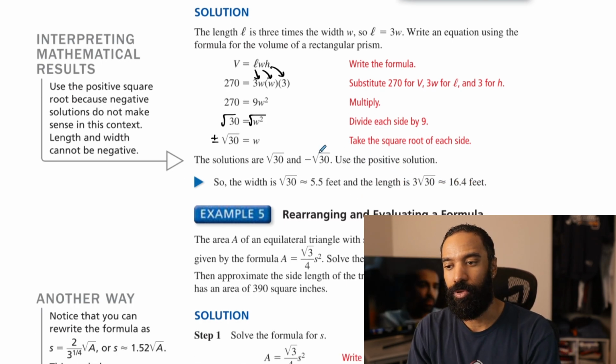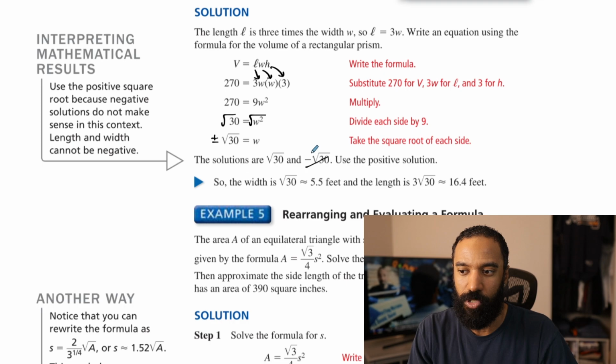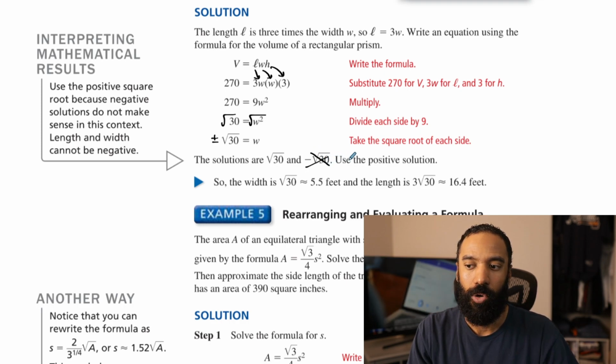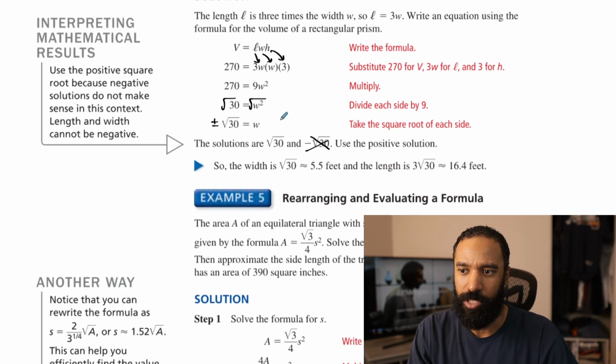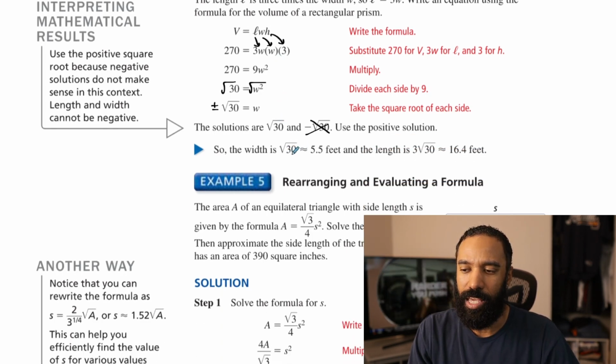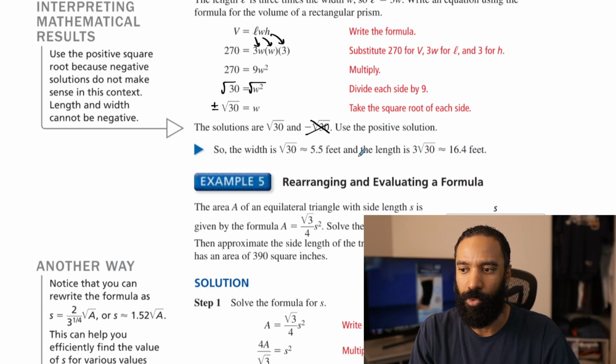However, negative root 30 should not apply for our scenario because they say use the positive solution, since we can't have a negative width. So they say find what? The length and width. We already know the height is 3. The width is root 30, so the length is 3 times that amount, which is around 16.4 feet.